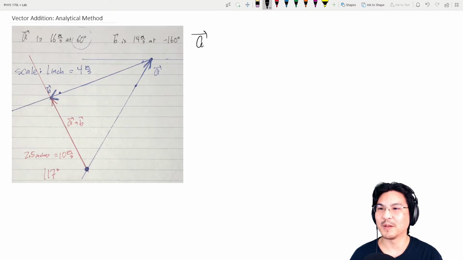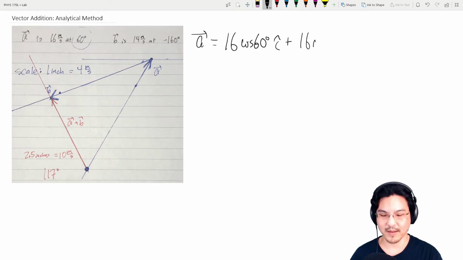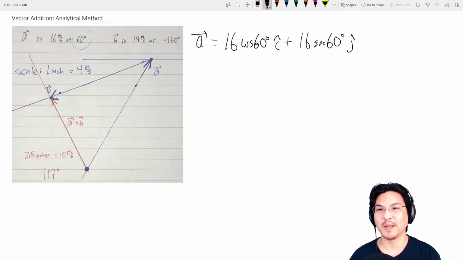Let's split it up into components. So you just look at the magnitude and then the angle, and it always works: 16 cosine 60. Right. And then in the y direction, 16 sine 60 degrees. And then same for B, the magnitude, direction. You can just plug it in.